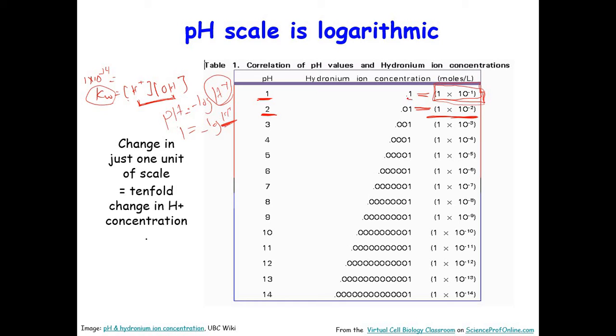That's 0.1, this is tenths, and this is hundredths. That's from tenths to hundredths. This is a tenfold change in H plus concentration. So, if you go from 2 to 3, tenths, hundredths, thousandths, it's now in thousandths. Right? So, it's a tenfold change in H plus concentration. That is the effect of the logarithmic scale. So, if you go from pH 7 to pH 8, it's actually already a significant decrease in H plus concentration.